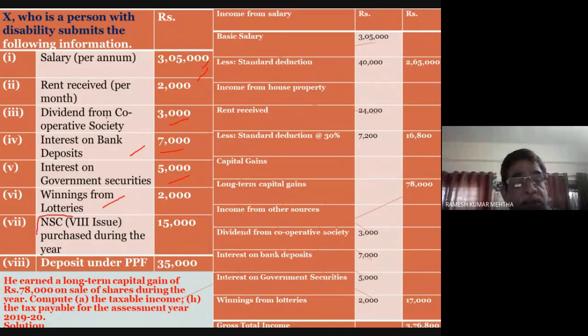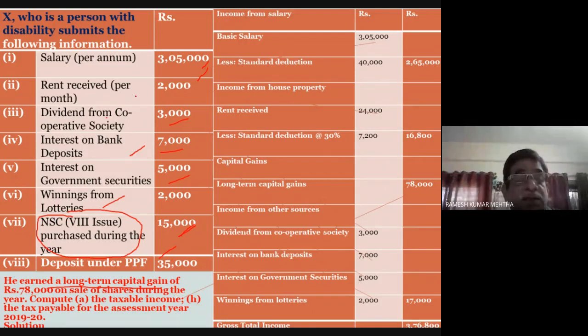He has done some investments, and one of the investments is investment in National Savings Certificate, 8th issue, 15,000 rupees. Deposit in Public Provident Fund is 35,000 rupees. He has furnished some more additional information, and he has earned a long-term capital gain of rupees 78,000 by sale of shares during the year. From the given information, find out the gross total income of the assessee.